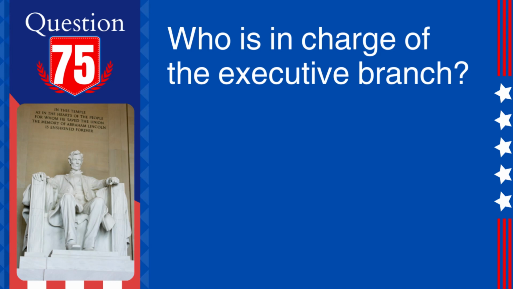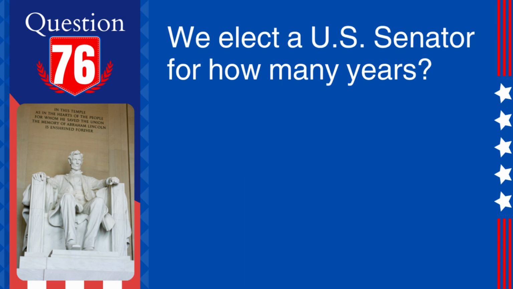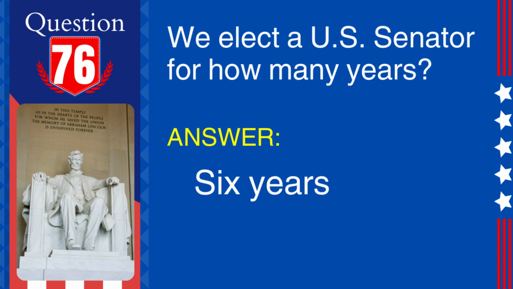75. Question: who is in charge of the executive branch? Answer: the President. Explanation: The President is the head of the executive branch of the U.S. government, responsible for enforcing laws and administering the government. 76. Question: We elect a U.S. Senator for how many years? Answer: 6 years. Explanation: U.S. Senators are elected to serve 6-year terms in the United States Senate.